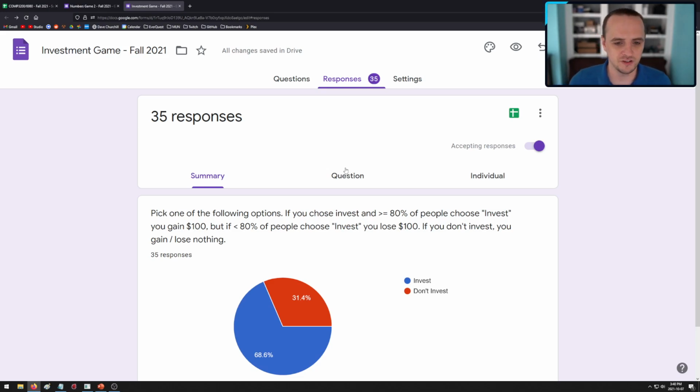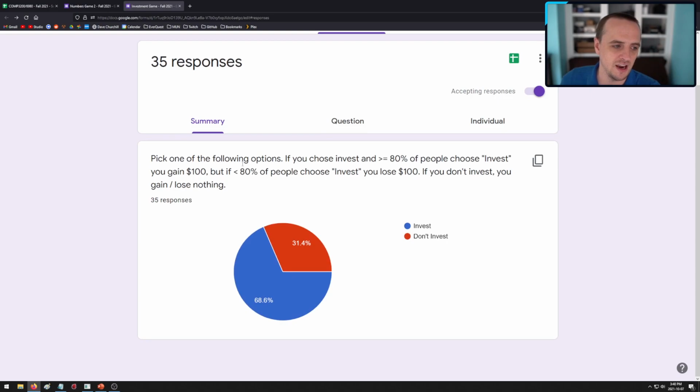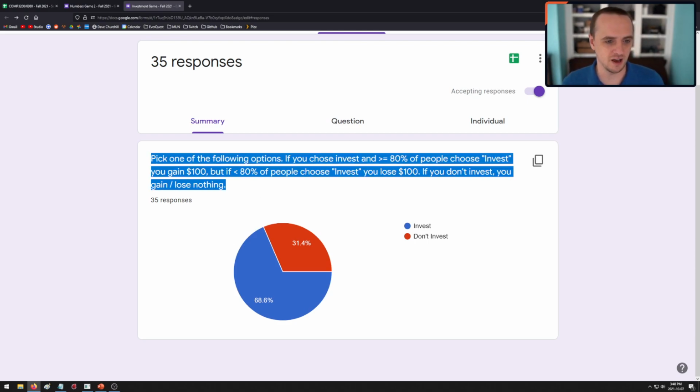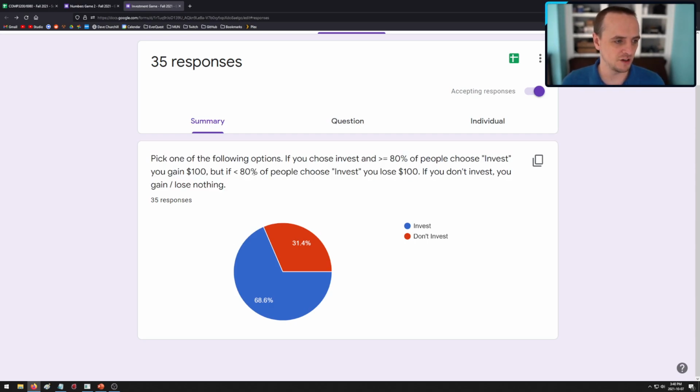So one person says, I chose not to invest because 80% seemed really high, right? Now, ideally, the percentage shouldn't matter. You should just invest and get your money, because this is not the same as a stock where it might go up or it might not go up. It's just, hey, if everyone invests, everyone doubles their money.